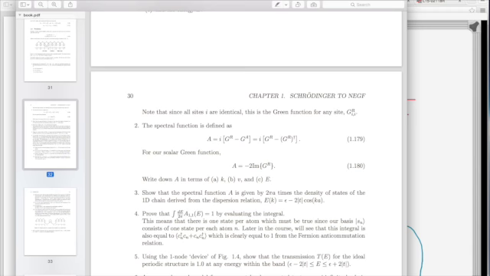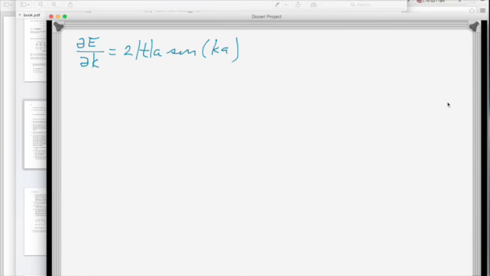So dE/dk is that. And so sine Ka, right, so that's my dE/dk. I'm going to need the inverse of that eventually, but I just want to solve for sine Ka in terms of energy. So I know that (E minus epsilon) over 2t is cosine Ka, right? And then it just becomes geometry.